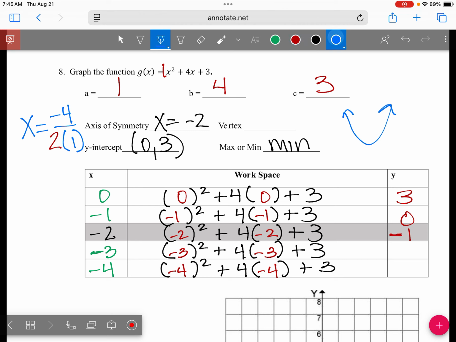So now I'm going to answer that question because this middle one, that's my vertex right here. All right, so I'm going to put -2, -1 right there. All right, and then if it doesn't repeat, you did it wrong. So who had their table like that? All right, let's plot them.